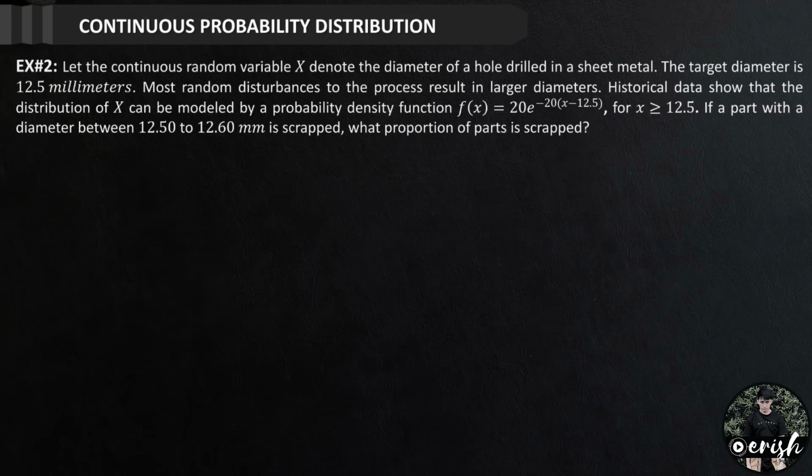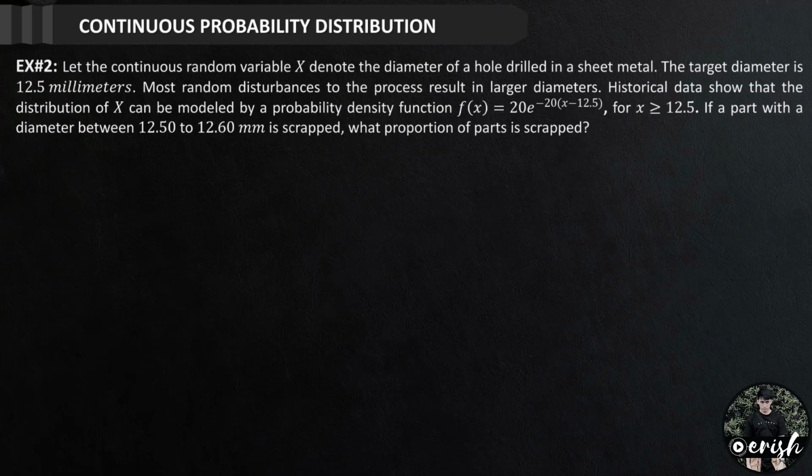Example number 2. Let a continuous random variable x denote the diameter of a hole drilled in a sheet metal. The target diameter is 12.5 millimeters. Most random disturbances to the process result in larger diameters. Historical data show that the distribution of x can be modeled by a probability density function of f of x equals 20 times e raised to negative 20 times (x minus 12.5) for x greater than or equal to 12.5. If a part with a diameter between 12.5 to 12.6 millimeters is scrapped, what proportion or probability of parts is scrapped?